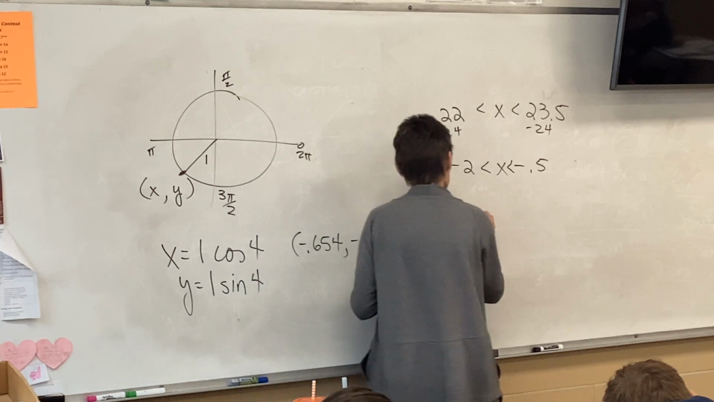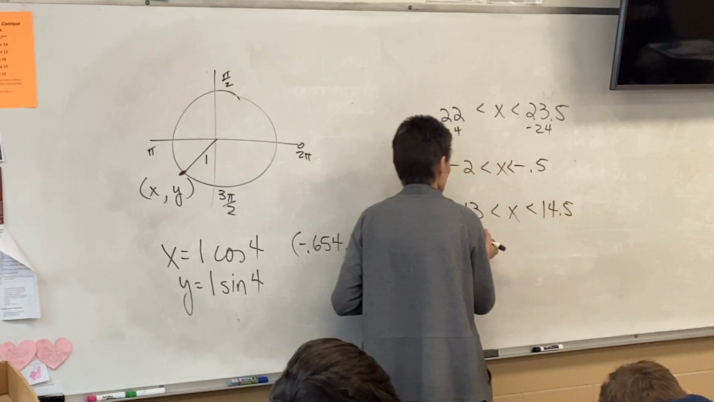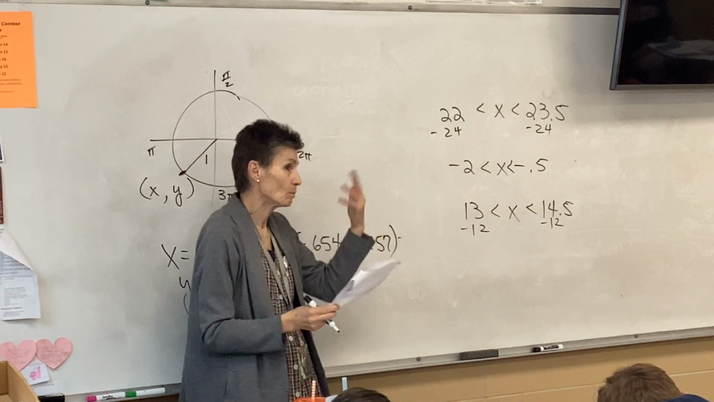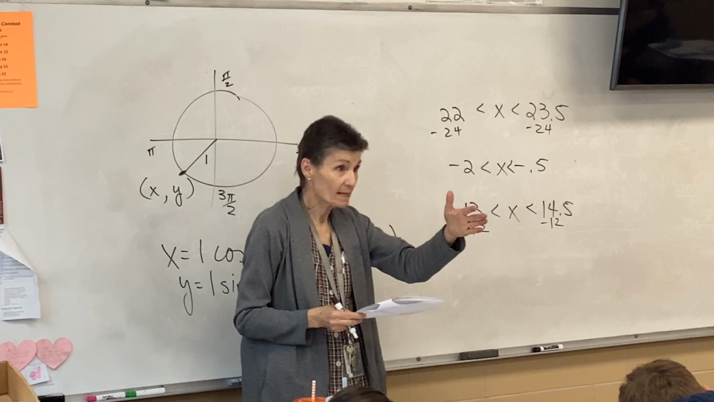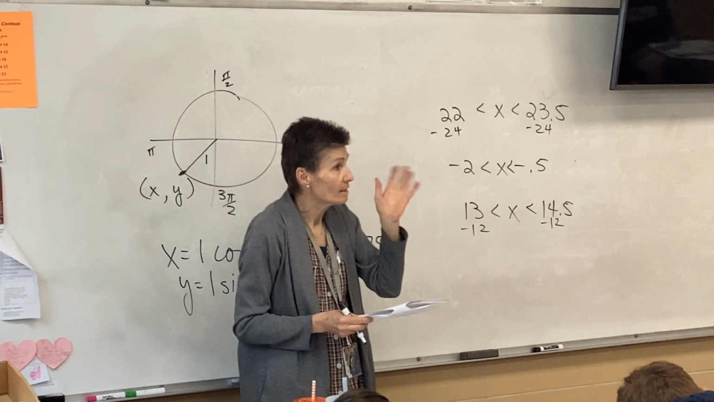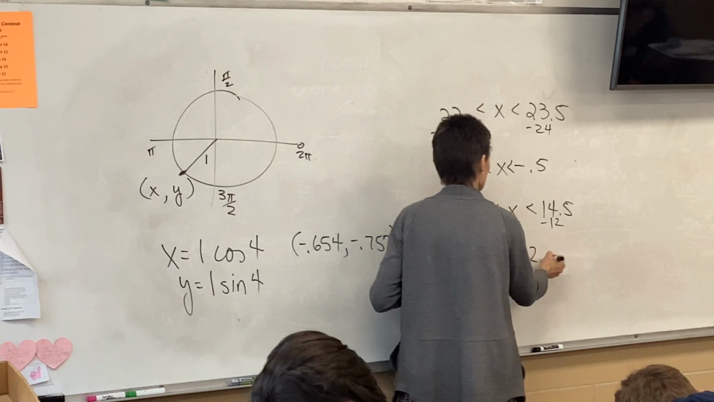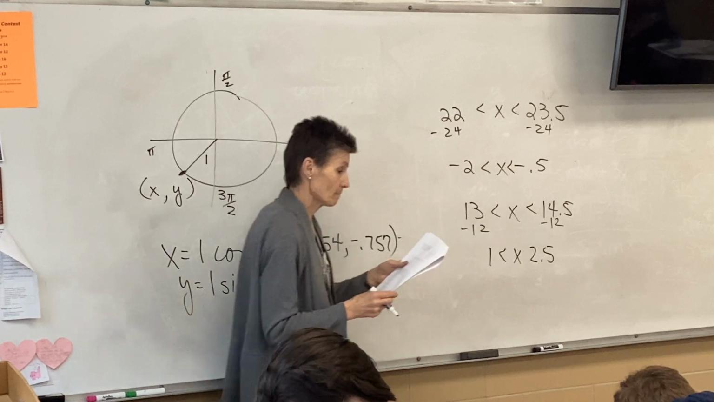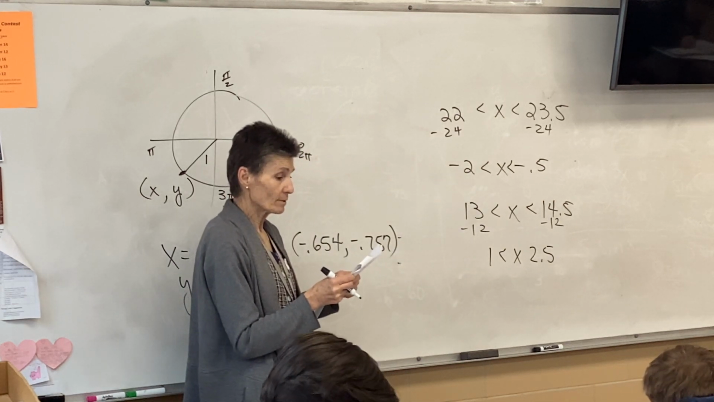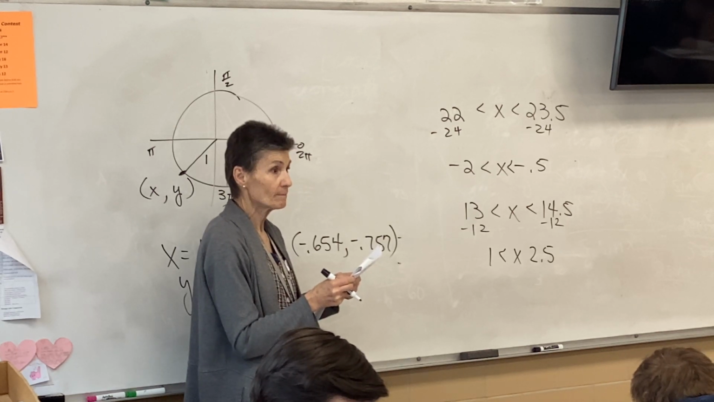All right, now 13 to 14.5. Well, let's just subtract 12 this time. Remember, we're subtracting or adding, whatever we need to do, multiples of 6. And why did we choose 6? Because that is the period. So now I'm looking from 1 to 2.5. So from 1 to 2.5, we are definitely concave down and decreasing.